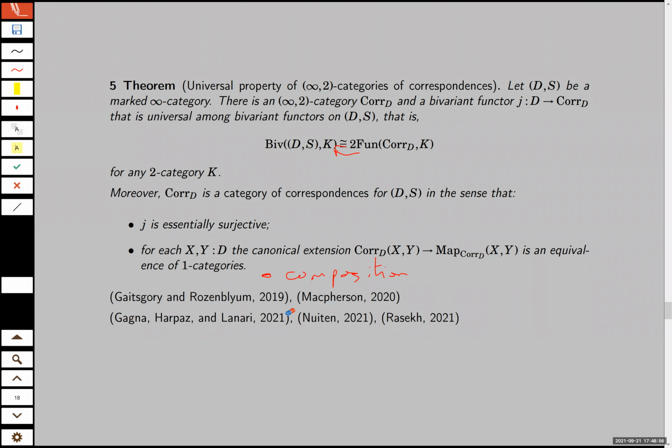It's more conceptual and uses, well, Gaitsgory-Rozenblyum used the Segal space construction, and let me say that my approach was using more of the internal logic of categories, which is the way that I've expressed it in this theorem. And this was under a different hypothesis about basic infinity two category theory, which is basically the infinity two category Grothendieck construction.